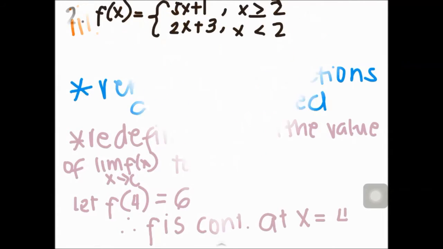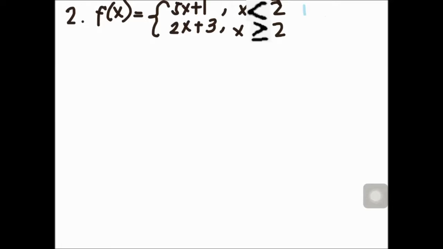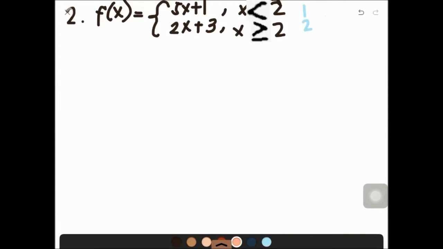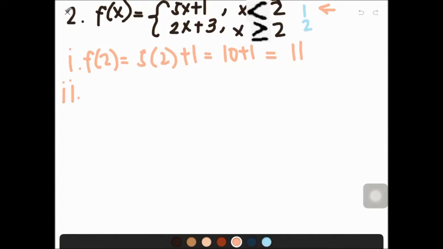Next example is the piecewise function 5x plus 1 when x is less than or equal to 2, and 2x plus 3 when x is greater than 2. Again, there are two functions. In solving for f of 2, we make use of the first function since 2 satisfies the condition. Substituting 2 in the equation, we get 5 times 2 plus 1, which is 10 plus 1, that gives us 11.